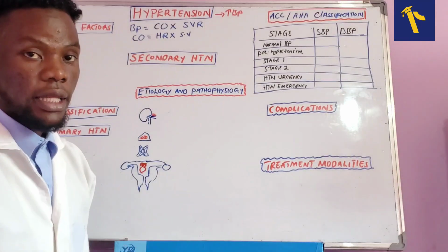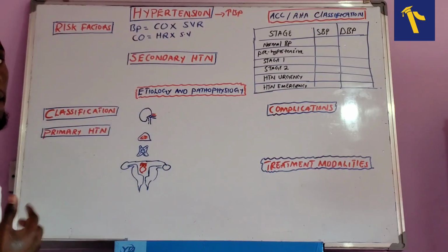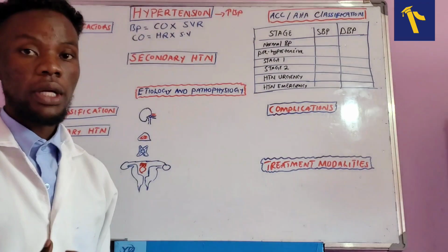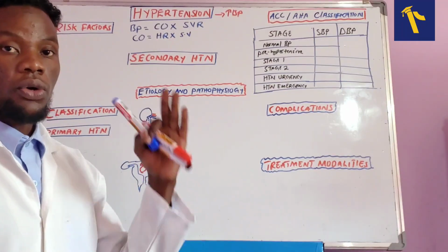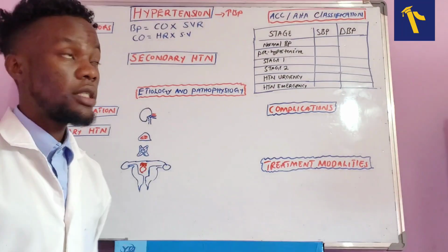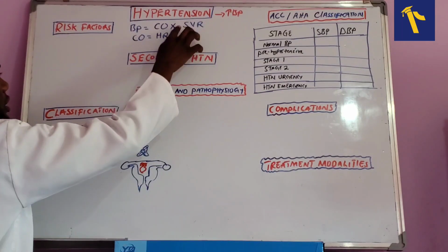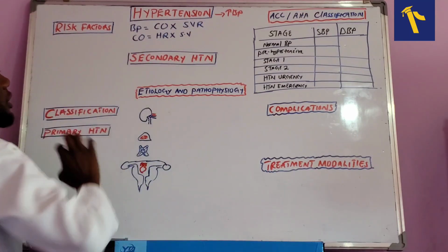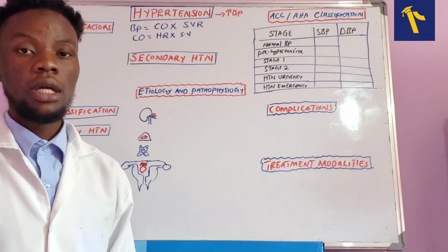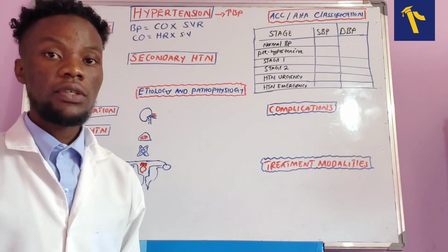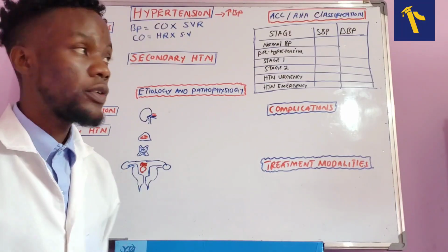Why is it like that? Because blood pressure and cardiac output are directly proportional to one another, which simply means that if you elevate the cardiac output, you are also elevating the blood pressure. The same applies to SV. The relationship between systemic vascular resistance and blood pressure is also directly proportional: if you increase the systemic vascular resistance, the blood pressure is going to increase.